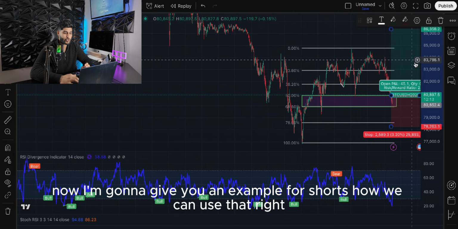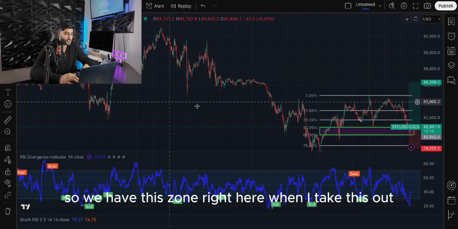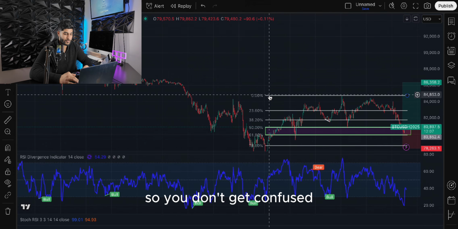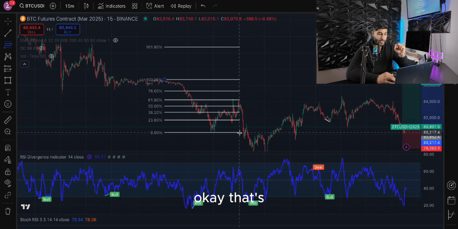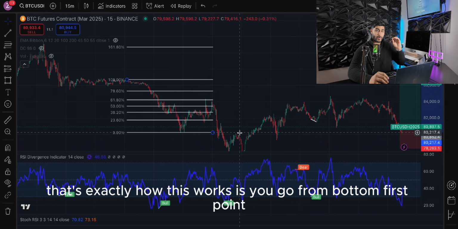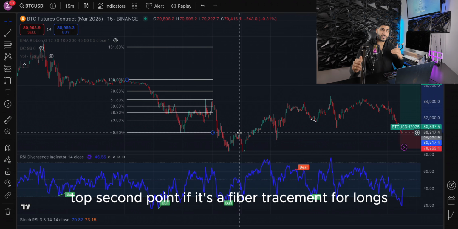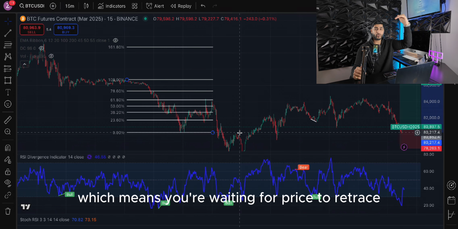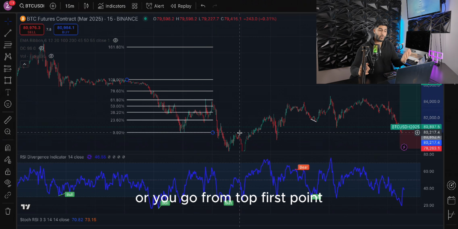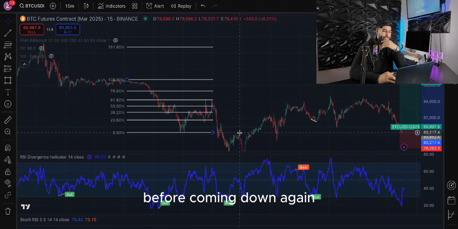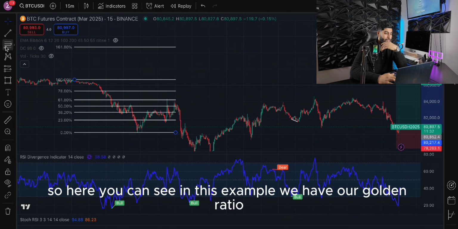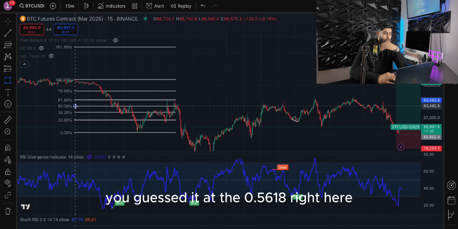Now I'm going to give you an example for shorts, how we can use that. So we have this zone right here. I'm going to take this out so you don't get confused. And what we do is we go from top first point to bottom second point. That's exactly how this works: you go from bottom first point, top second point if it's a fib retracement for longs, which means you're waiting for price to retrace before you put your longs. Or you go from top first point, bottom second point, where you're waiting for price to retrace upwards before coming down again.